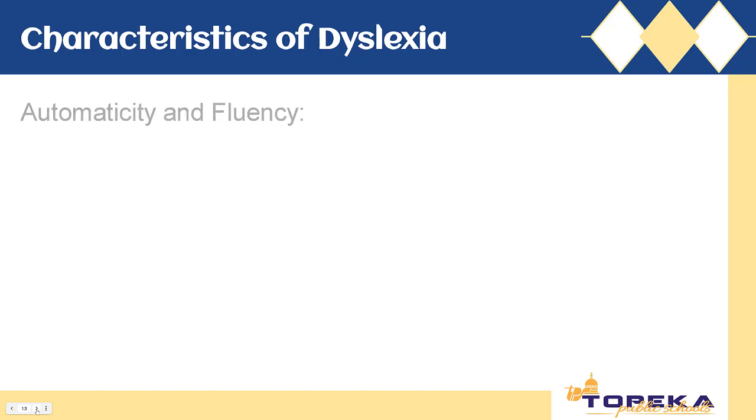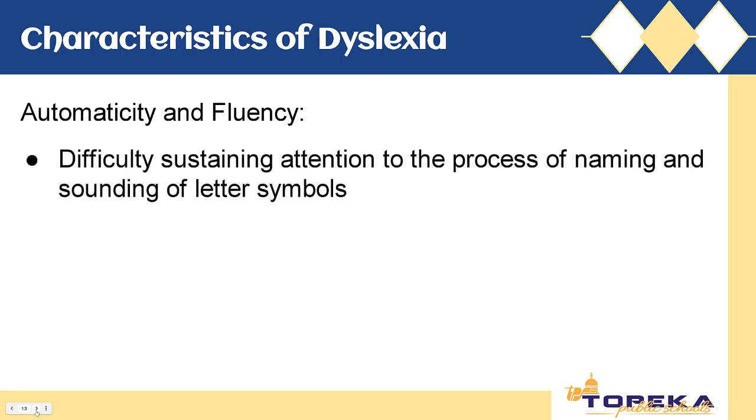Other characteristics of dyslexia include struggles with automaticity and fluency. Students who struggle with automaticity and fluency have difficulty sustaining attention to the process of naming letters and sounds and blending those together to make a word. They are spending all of their cognitive energy sounding out each individual sound and determining not only the letter's name, but also the sound that letter represents.